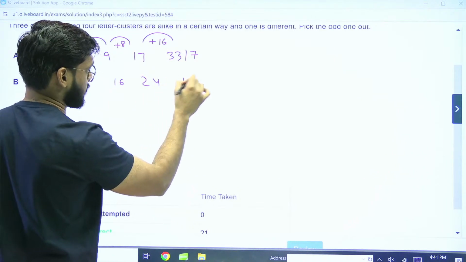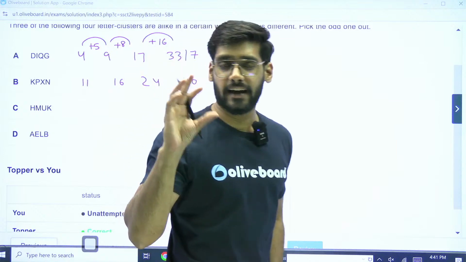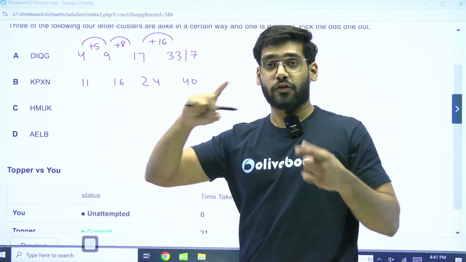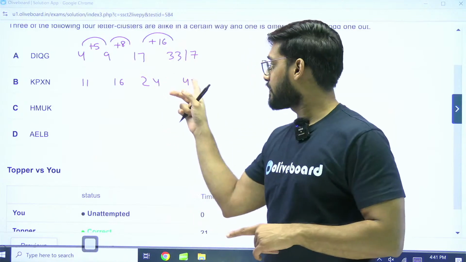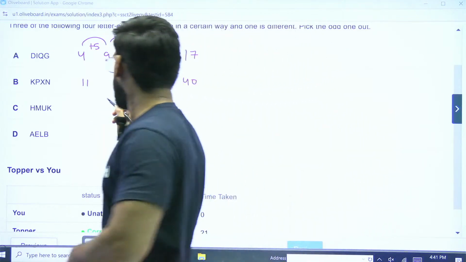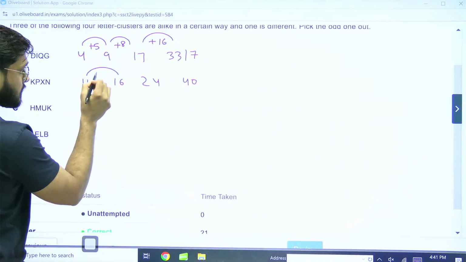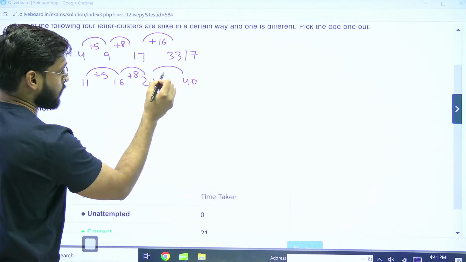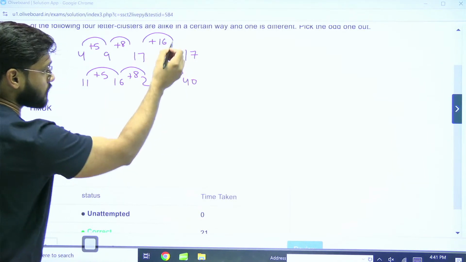N comes at 40 because Z comes at 26 and N comes at 14. So 26 plus 14 makes 40, right? So let's see the logic in this one. 16 plus 5, 16 to 24 plus 8, 24 to 40 plus 16. Same logic is used in both of these.